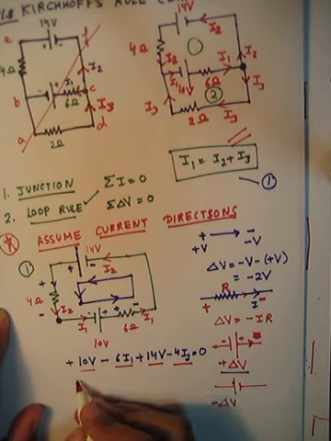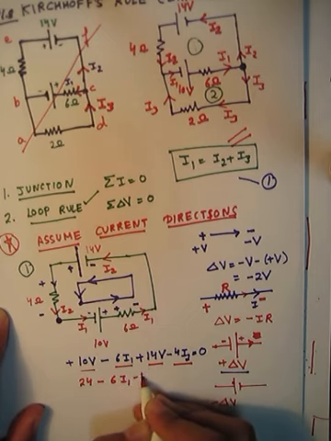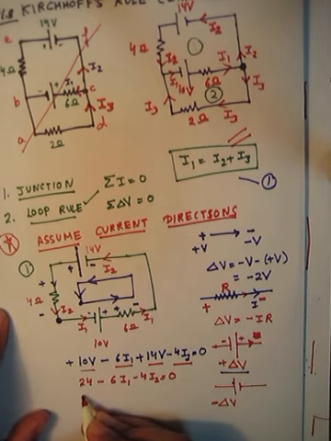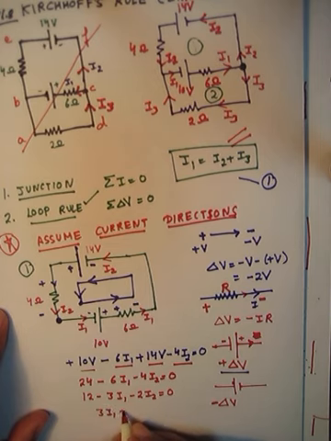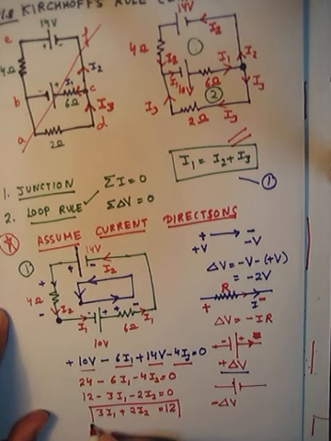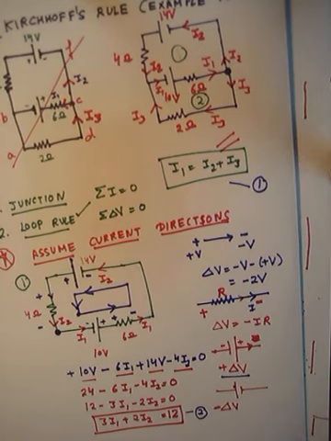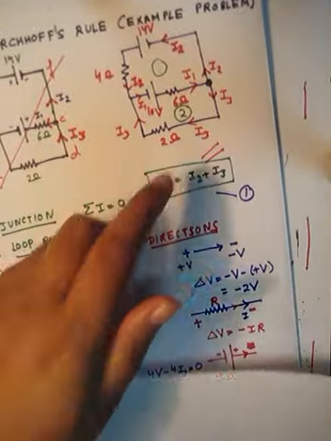So we can also write this equation as 10 plus 14, 24, minus 6I1 minus 4I2 equal to 0. Or we can write this as 12 minus 3I1 minus 2I2 equal to 0, or 3I1 plus 2I2 equal to 12. Let us say this is equation 2. So we have two equations, and now let's apply the loop rule for the second loop and see what happens.